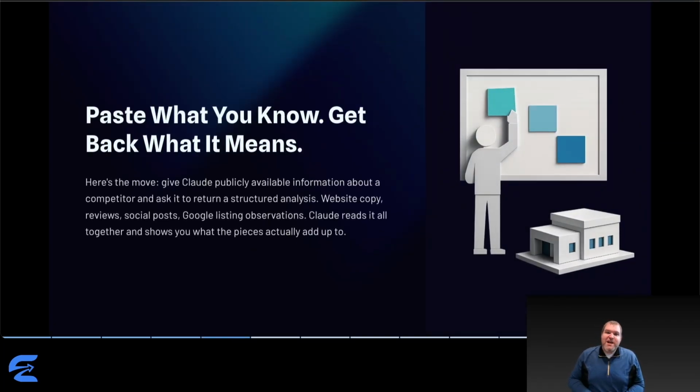Here's the move. You gather publicly available information about a competitor: website copy, reviews, social media posts, their Google listing, any other observations you've made, and you paste it into Claude with a specific prompt. Claude reads all of it together as a complete picture and returns a structured analysis of what the pieces actually add up to. Not a summary, an analysis organized around four specific questions that matter strategically.